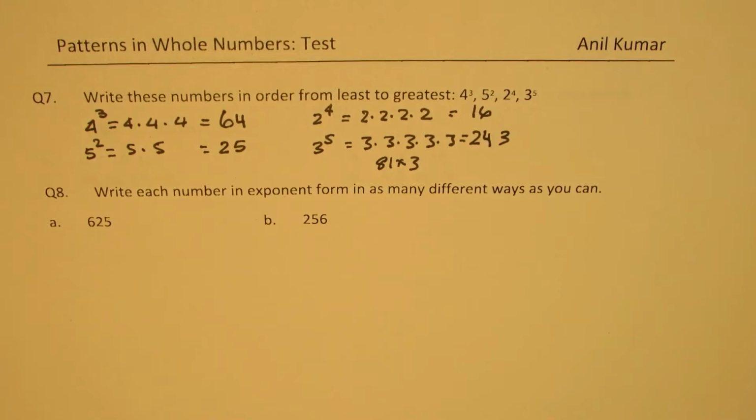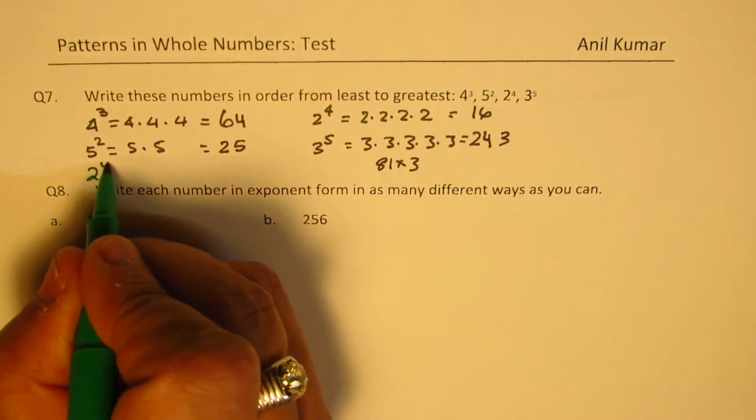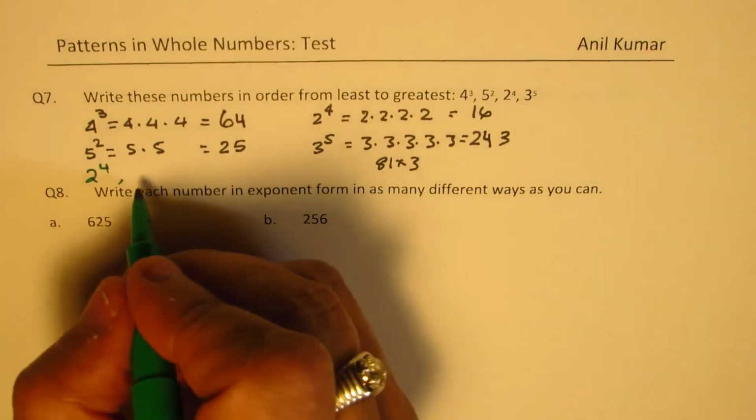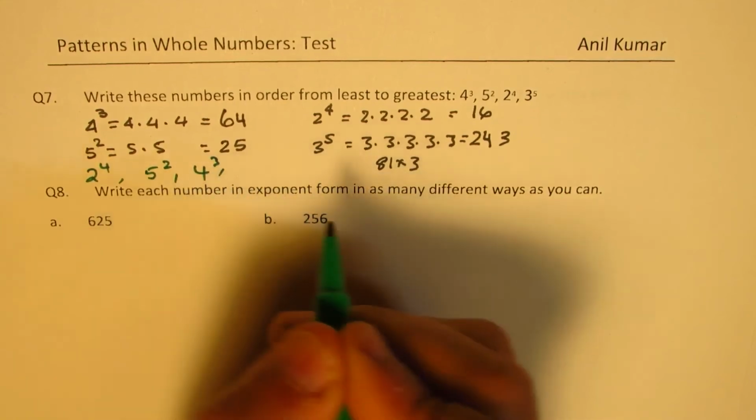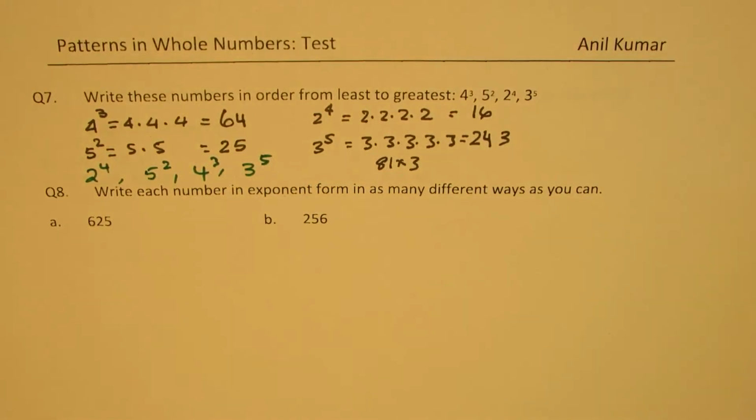Now you can write these numbers in order from least to greatest. The least among them is 2 to the power of 4. And then we get 25, which is 5 square. And then it is 4 cube. And then it is 3 to the power of 5. Do you see that? So that is how we can find the solution of this one.